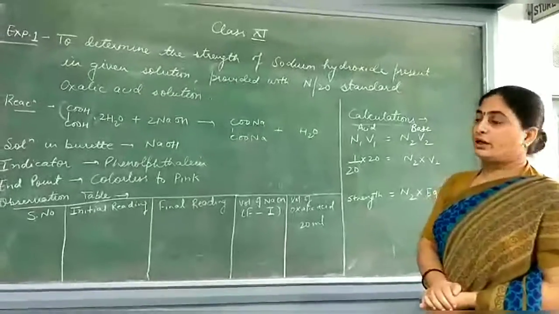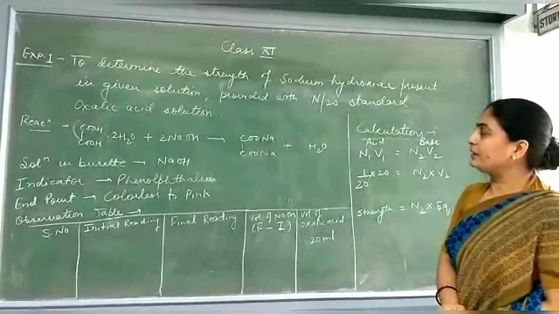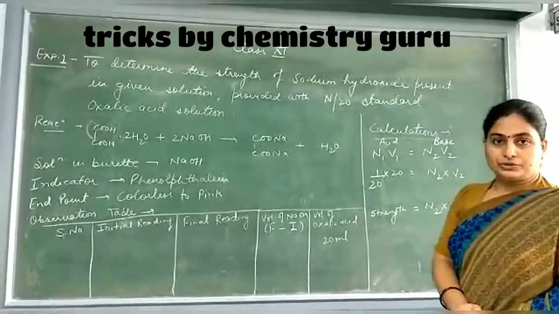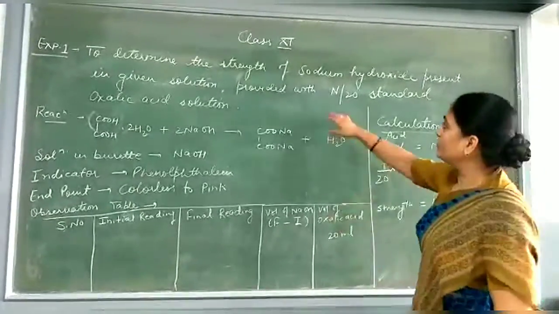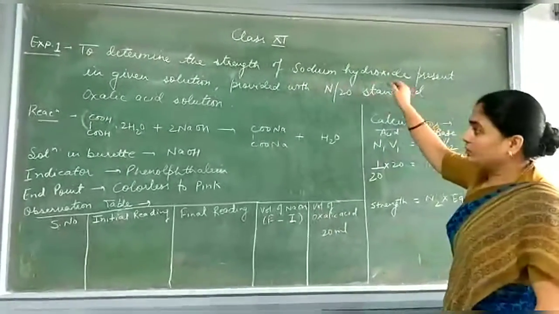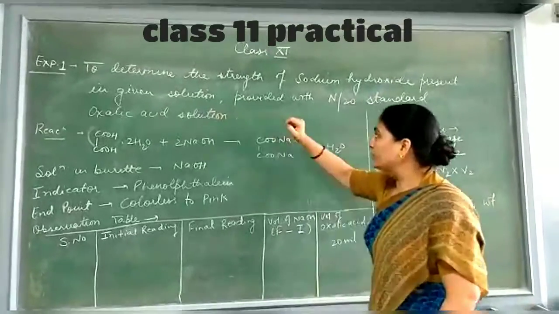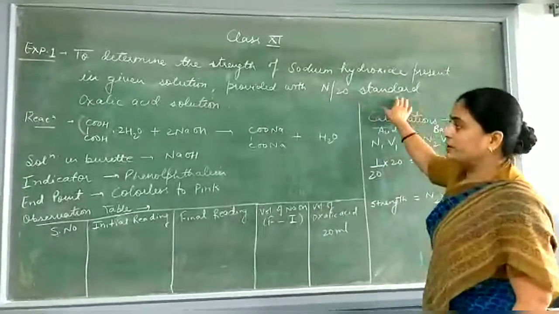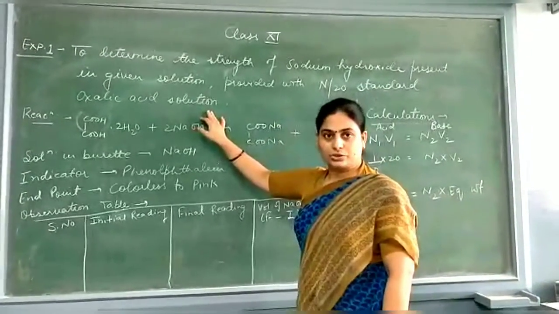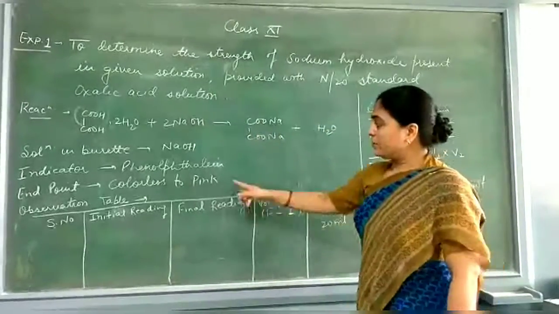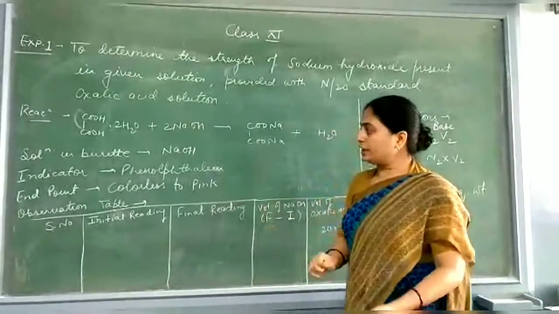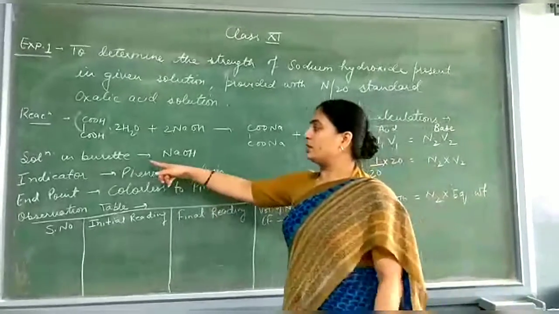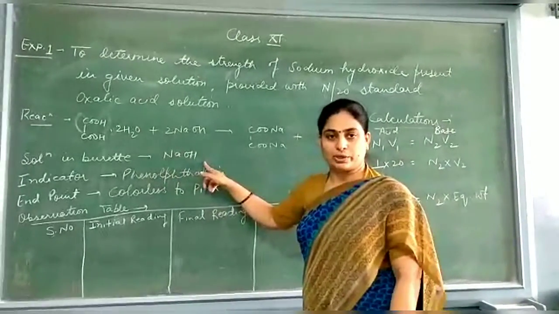Good morning everyone, and today we have class 11th practical, that is neutralization titration, and the aim goes like this: to determine the strength of sodium hydroxide present in the given solution provided with N/20 standard oxalic acid solution. And in this we are given phenolphthalein as an indicator. So since phenolphthalein is an indicator, we take NaOH solution in the burette.